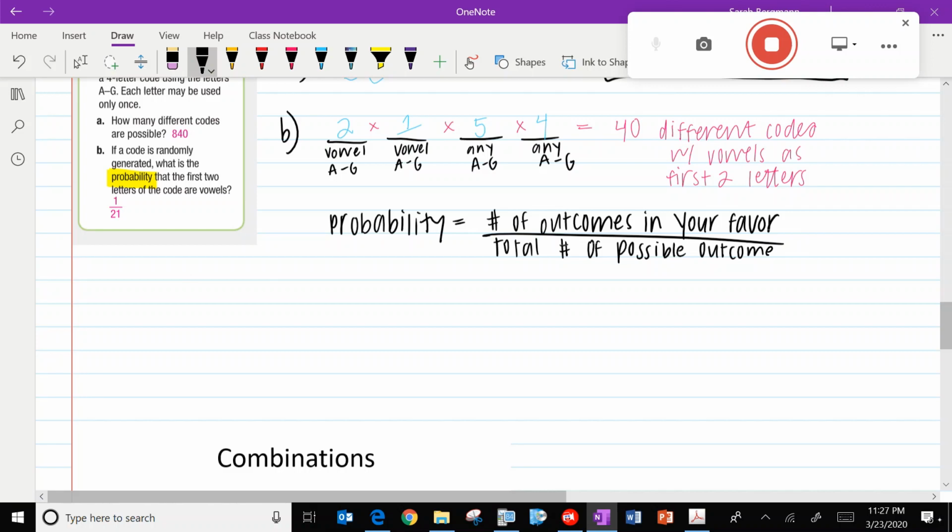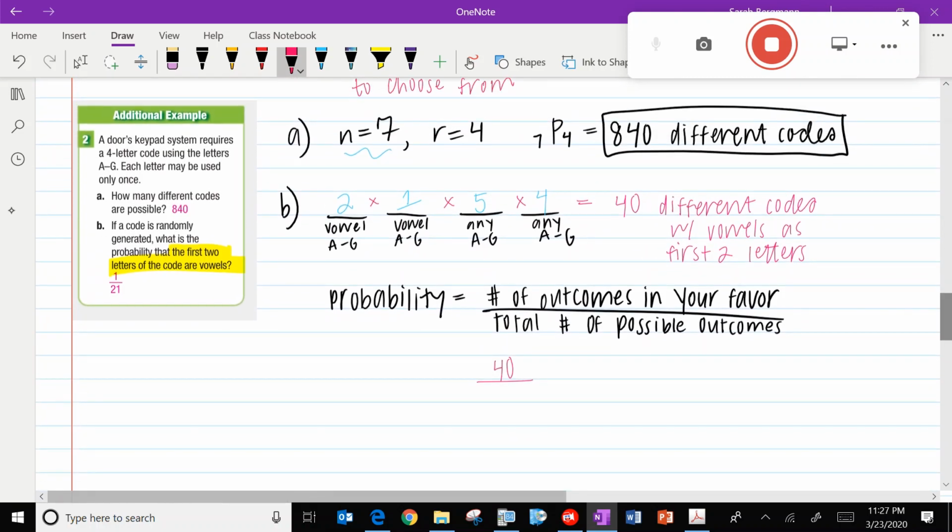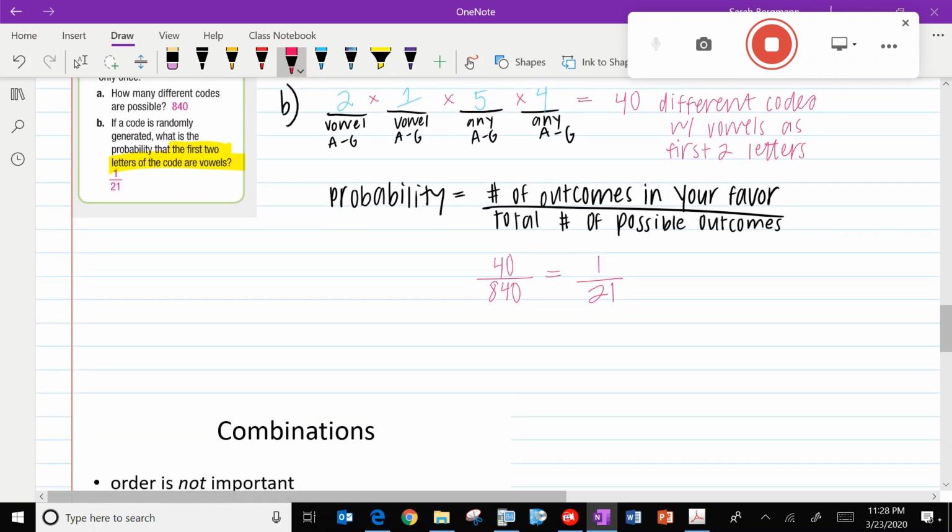So for this one, the outcomes in our favor are talking about the number of outcomes where the first two letters of the code are vowels. So my numerator should be 40. My denominator, the total number of possible codes, is 840. 40 divided by 840 reduces to 1 over 21, which you could also put as a percent. Probability can be given as a fraction or a percent. But 1 over 21 is good. Just make sure if you're leaving it as a fraction, you reduce it fully.